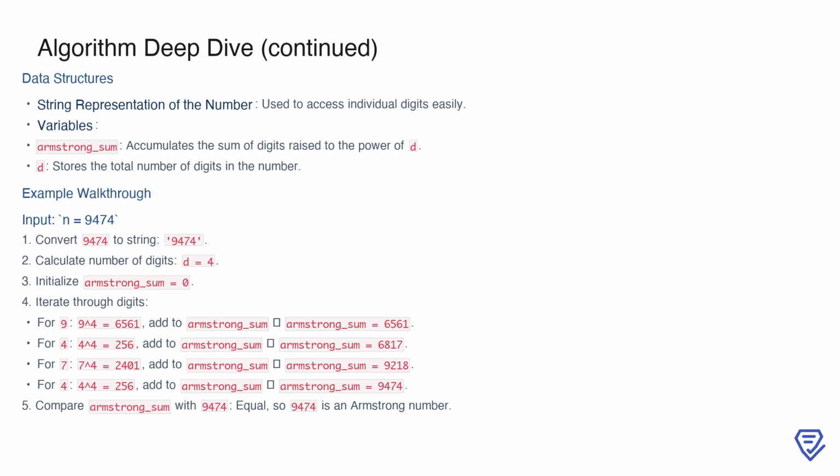At this point, we compare Armstrong_sum to the original number, 9474. Since they are equal, we conclude that 9474 is an Armstrong number, and the algorithm would return true.